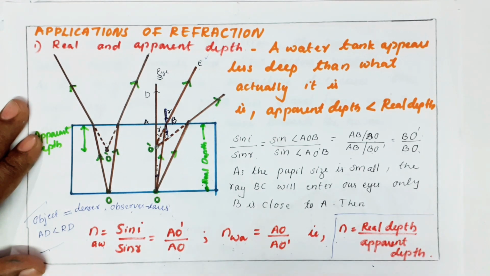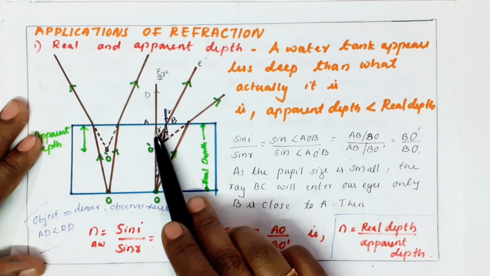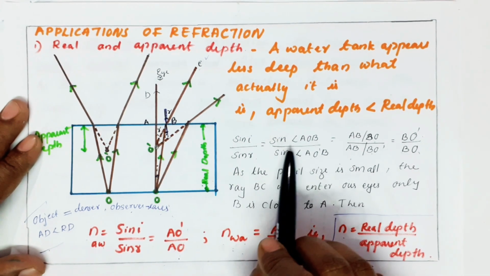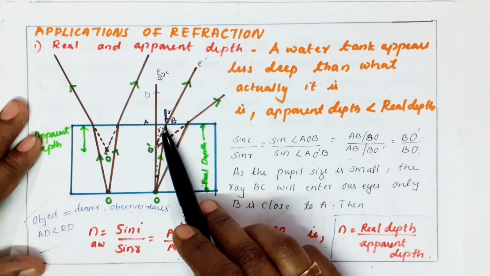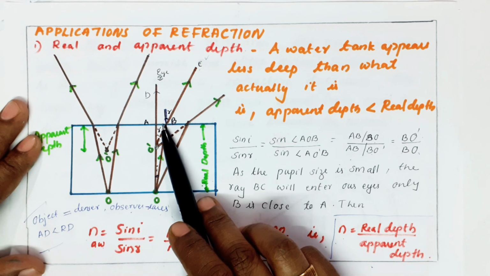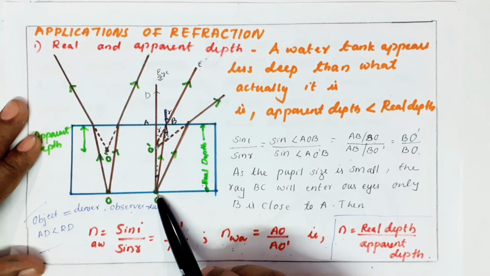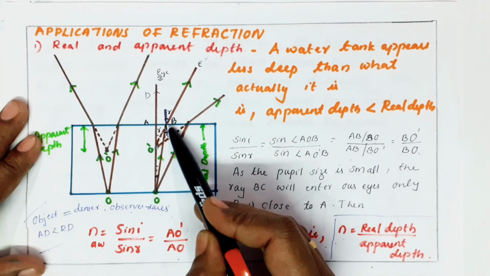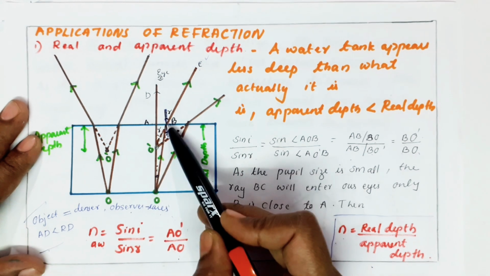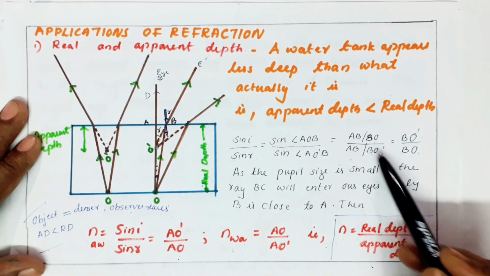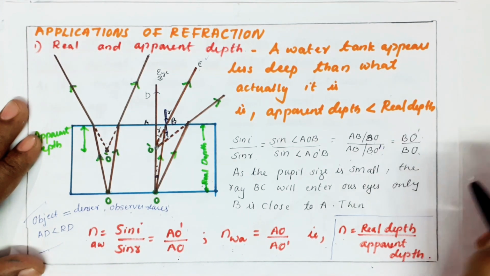Then after that I am taking two angles, sin I and sin R. Sin I is opposite side by hypotenuse. If you take this triangle, we can take the opposite side as AB by hypotenuse BO. If you take the upper small triangle for sin R, the opposite side is AB only, and the hypotenuse is BO dash. AB cancels, so it will be BO dash by BO.